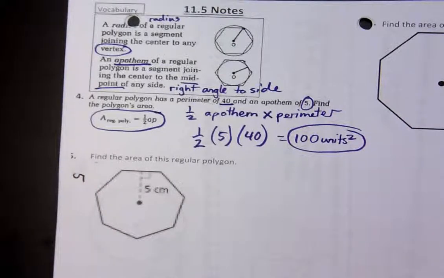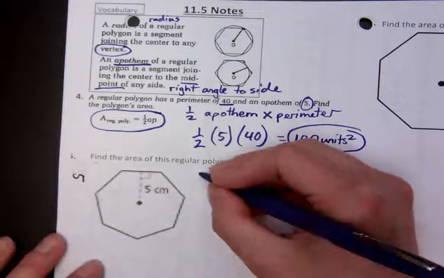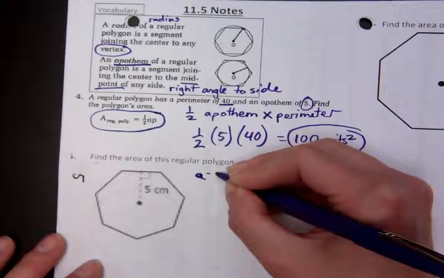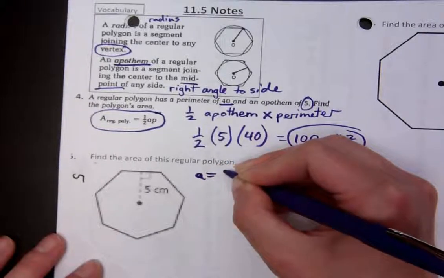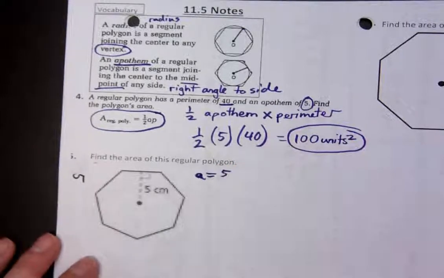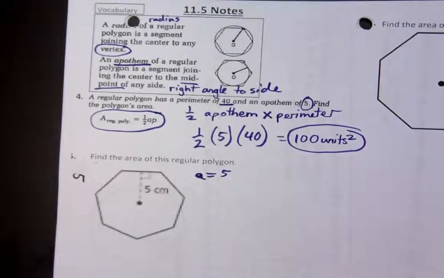Alright, how about the next one? What information do they give us on the next problem? They give us the apothem, so A equals 5. What else do we need? The perimeter. So how can we find the perimeter when all we have is the apothem?